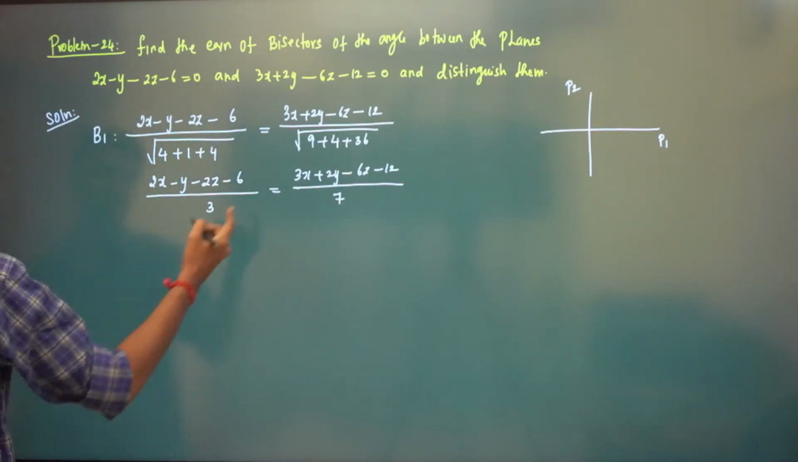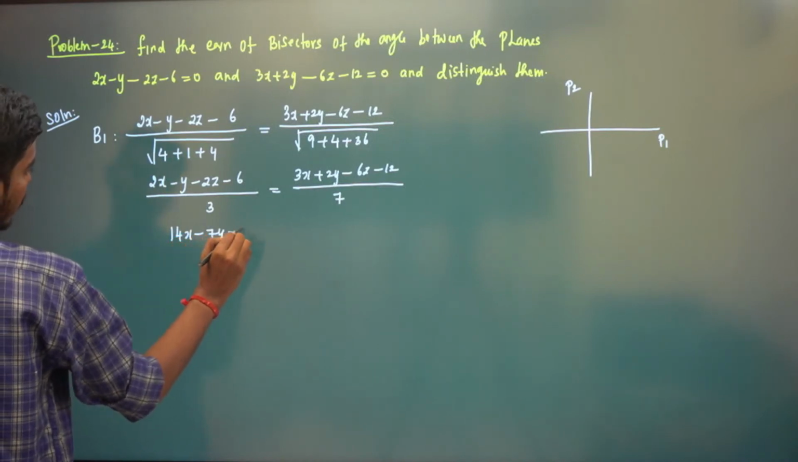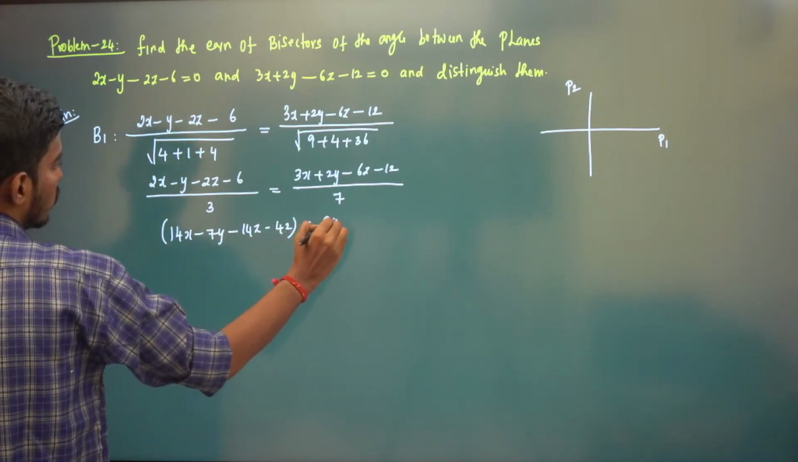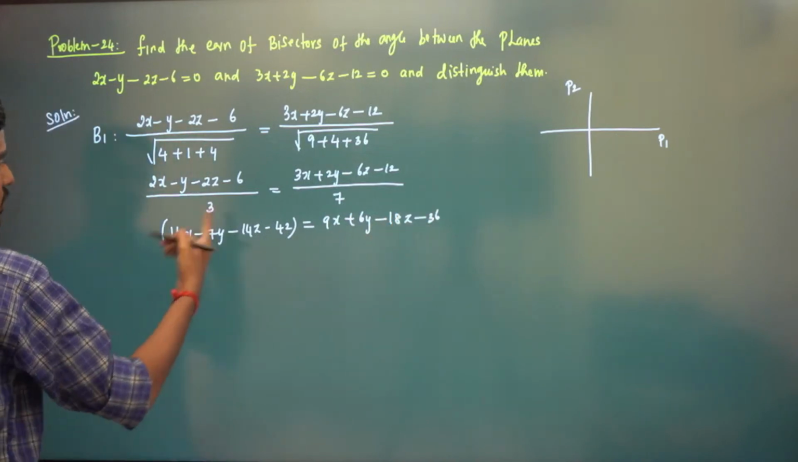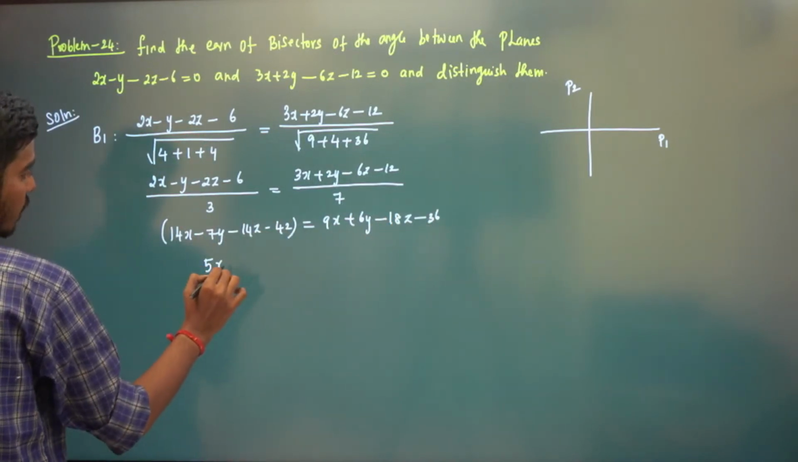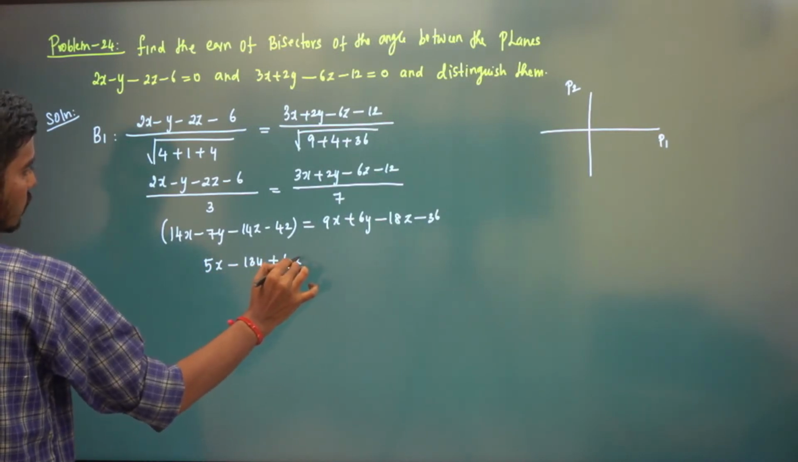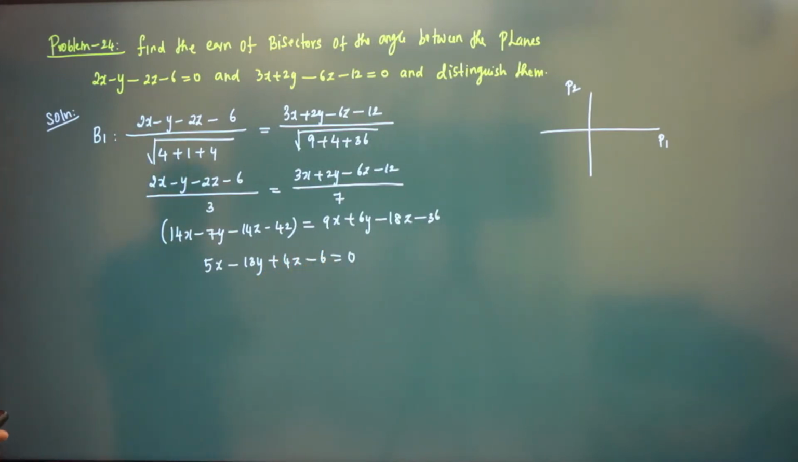So cross multiply this. So we will have 7 twos are 14. So we will have 14x minus 7y minus 14z minus 42 is equal to 9x plus 6y minus 18z minus 36. So 14 minus 9 is 5x minus 13y plus 4z minus 42 plus 36. So this is the equation of the first bisecting plane, which is 5x minus 13y plus 4z minus 6 is equal to 0. And similarly, you find the equation of the second bisecting plane.